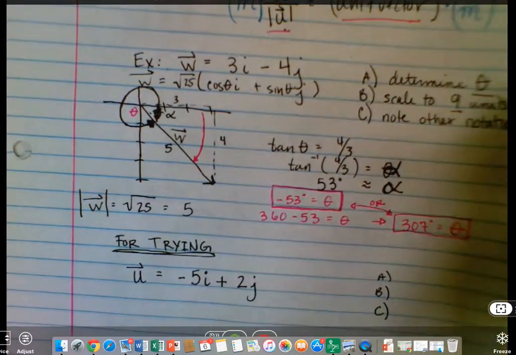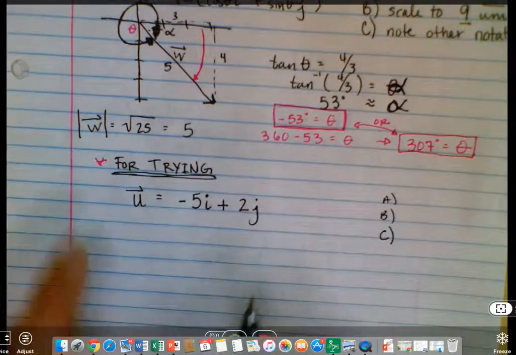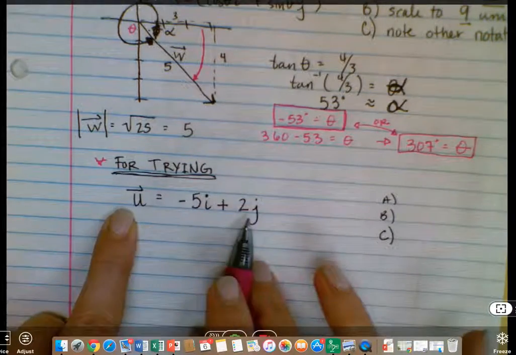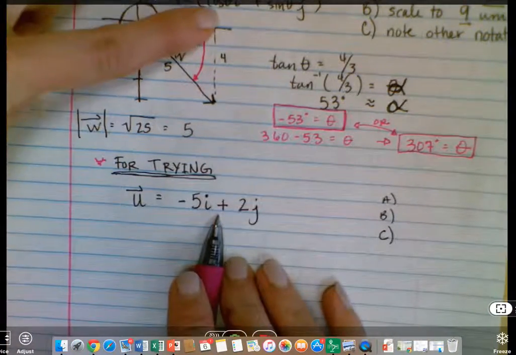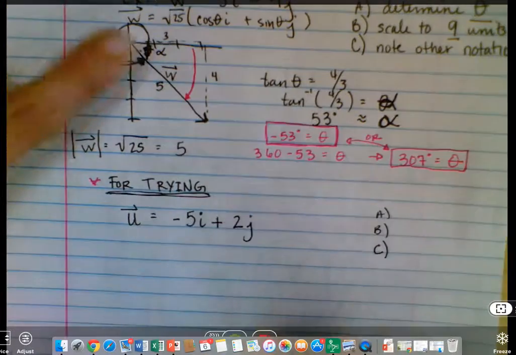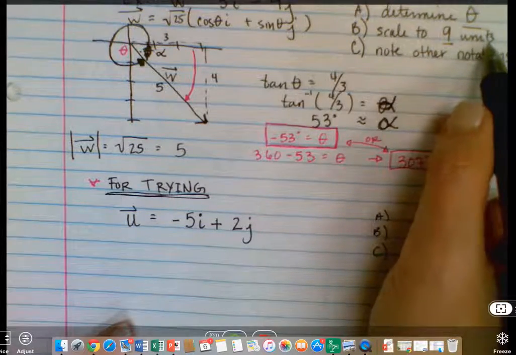Okay. I would like you to do the same thing for this one right here. So you're going to find the other notation, which is that cosine sine notation, and then you're going to find the theta. Okay. So the last thing I want you to do here is scale to 9 units.